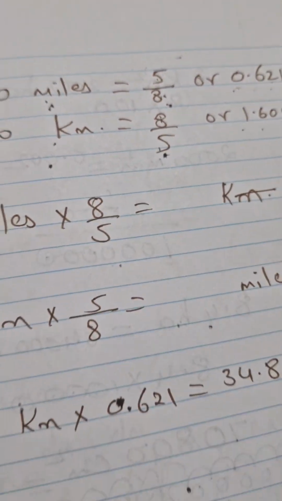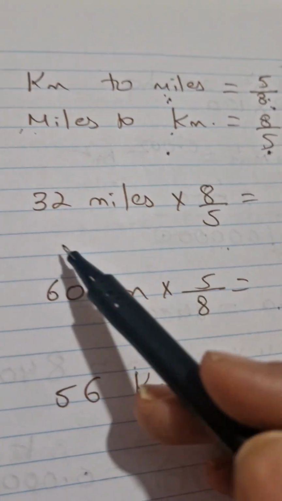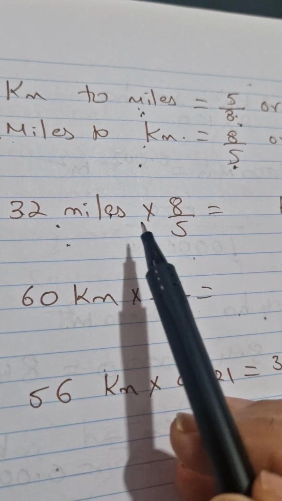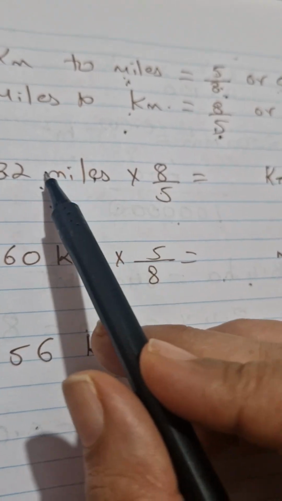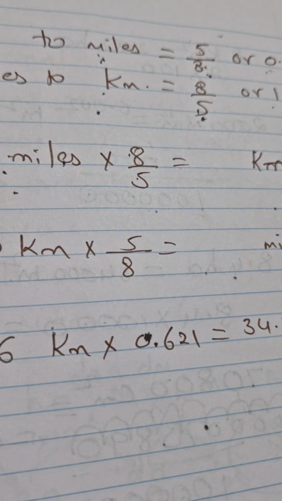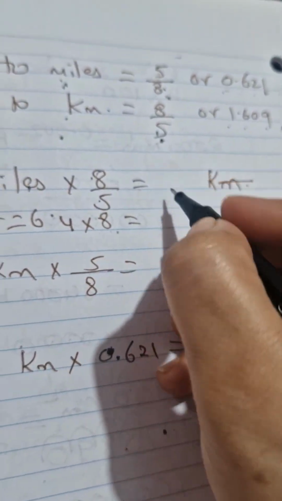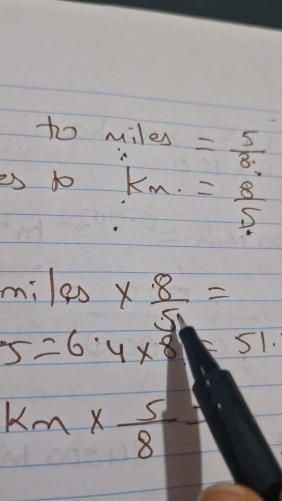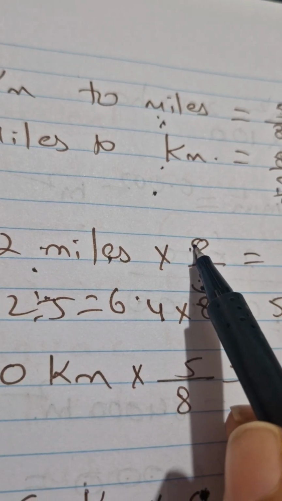Now I will show you in both decimal and fraction. So the question is 32 miles. Now you know miles is bigger. So you will say 32 miles, how many kilometer? Your fraction is 8/5. Simply divide by the denominator and multiply by the numerator. So 32 divided by 5 is 6.4, times 8 will give you 51.2 kilometer. So simply I have divided by the denominator, that is 5, and then multiplied the answer by 8.